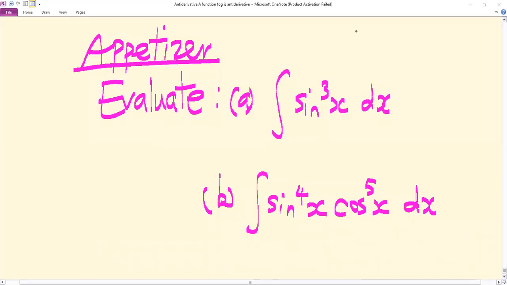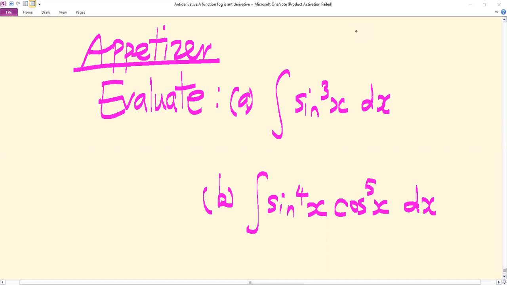Welcome to this session. In this session, we are going to discuss two problems on integration of trigonometric functions. So the first problem is to integrate sine cubed of x with respect to x. And the next problem is to integrate sine power 4 of x cos raised power 5 of x.